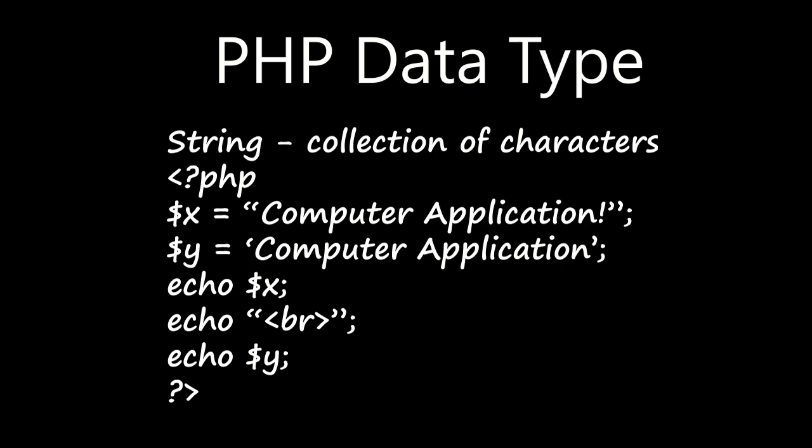This will be written within double quotes or single quotes. Here, if you see, they have given computer application inside double quotes or single quotes. If you are writing computer space application, the space will also be considered as part of the string. Okay, understood? Then the next one is integer.